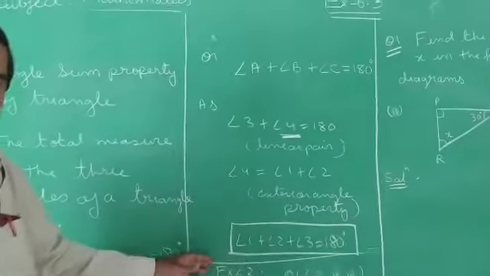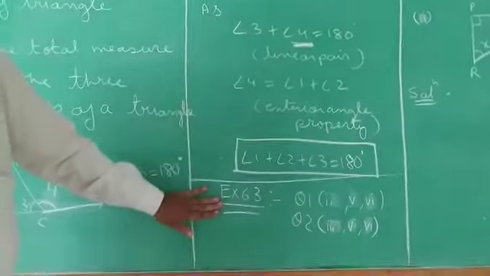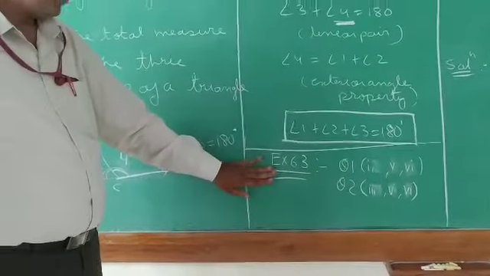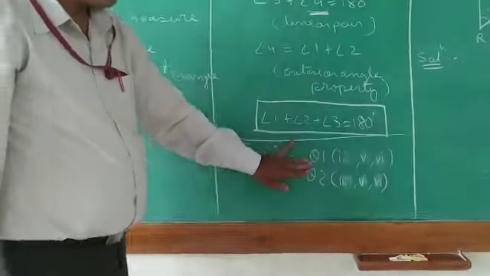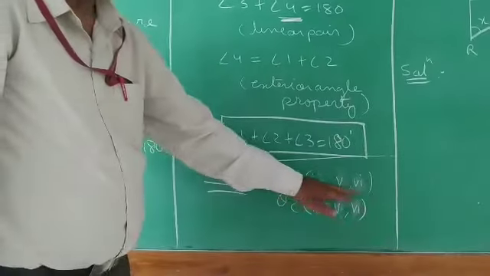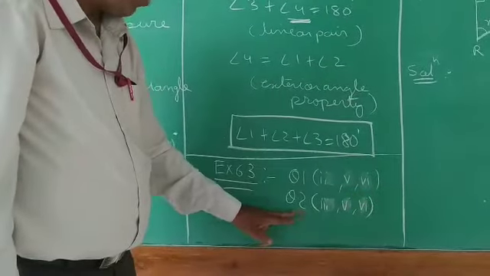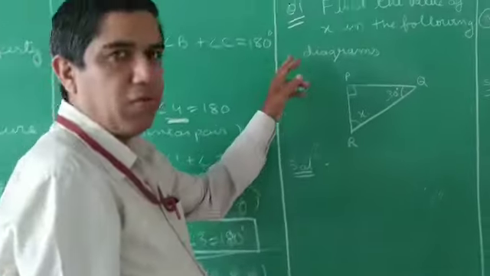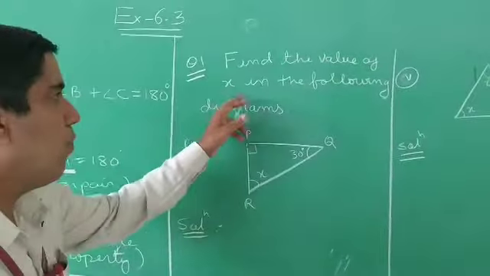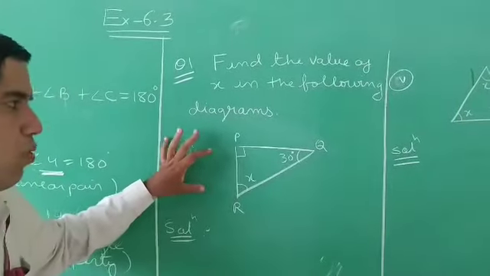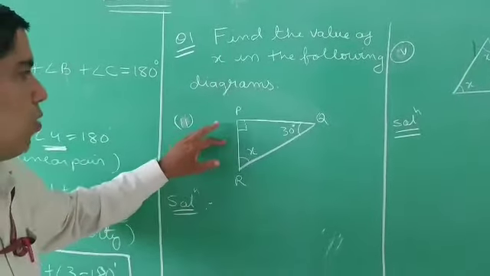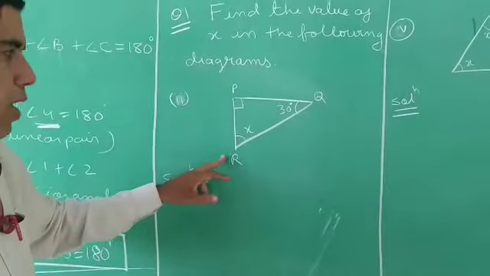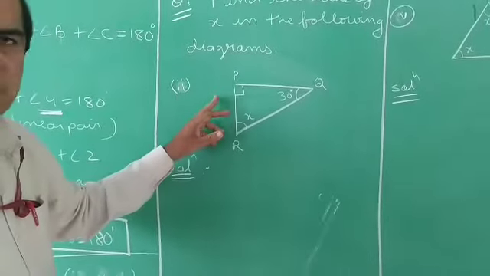Now in this exercise I am going to discuss with you exercise 6.3, question number 1, parts 2nd, 5th and 6th, and question number 2, parts 3rd, 5th and 6th. So just see what question number 1 is. Find the value of x in the following diagrams. So you have to find the value of x.